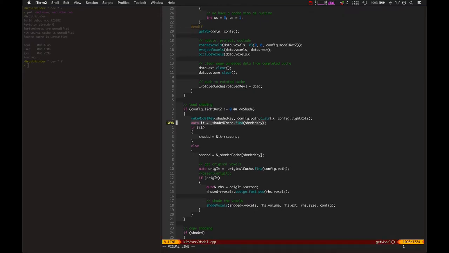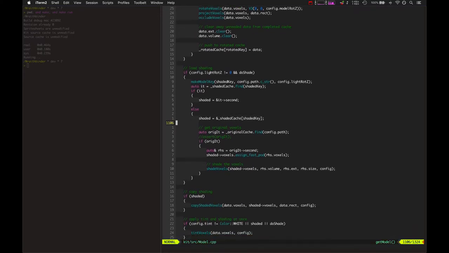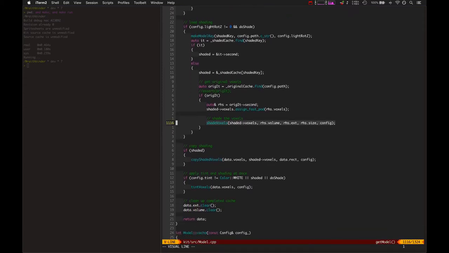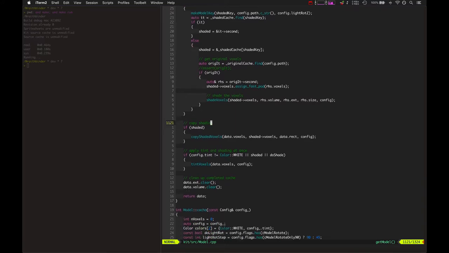Basically, there's a separate shaded cache, right? So the shaded cache is simply just the original voxels, and then they're shaded, right? And so that requires some tricky math, because it's at the original angle, it has to rotate to a certain angle for the light vector to make sure that it's shaded correctly.